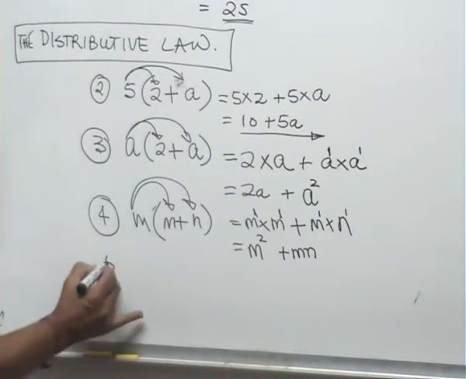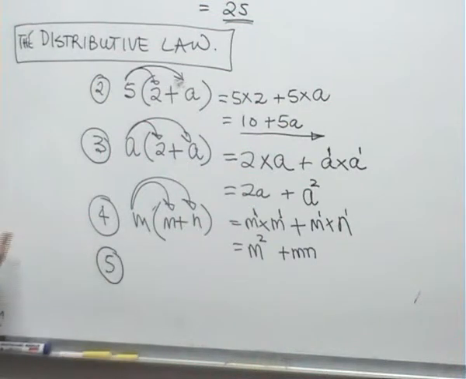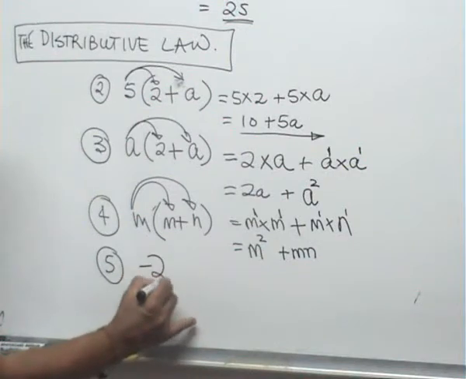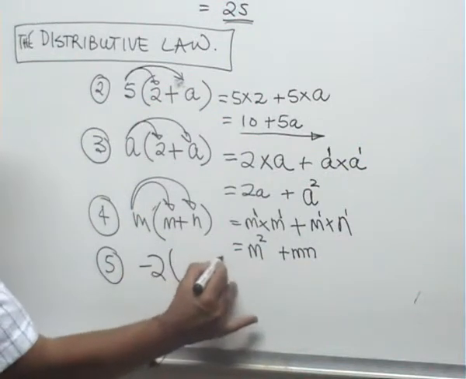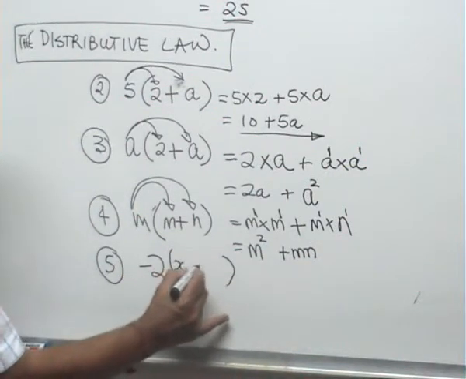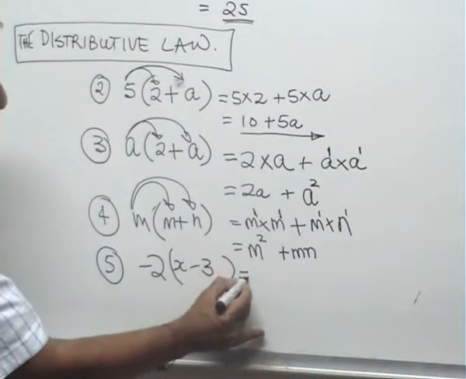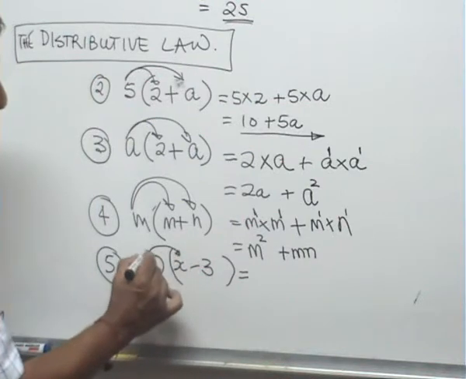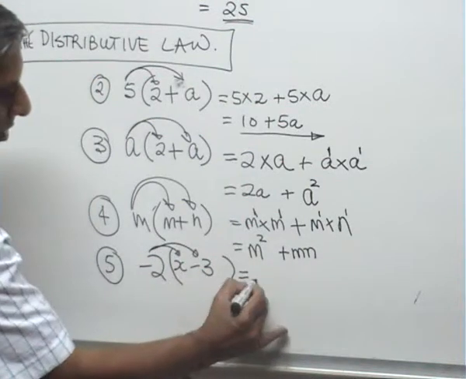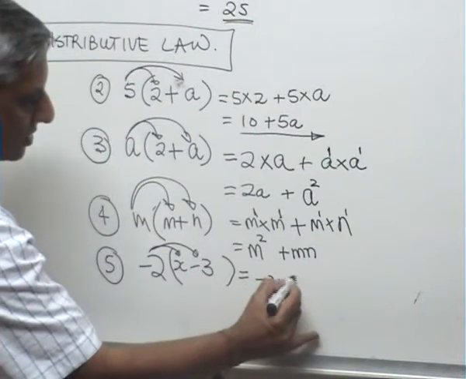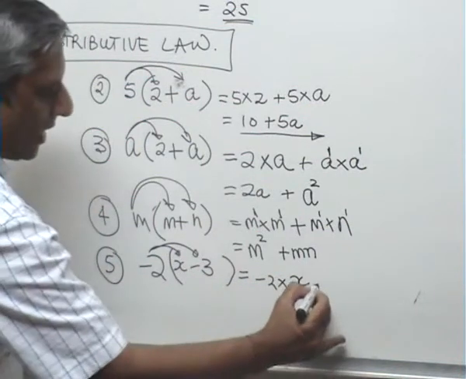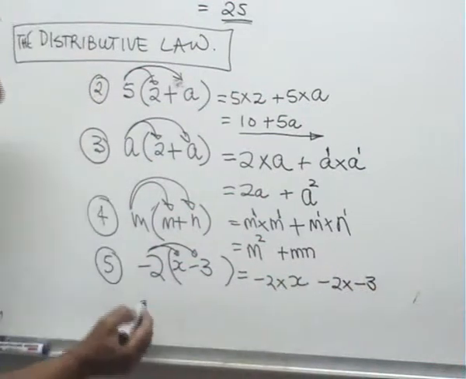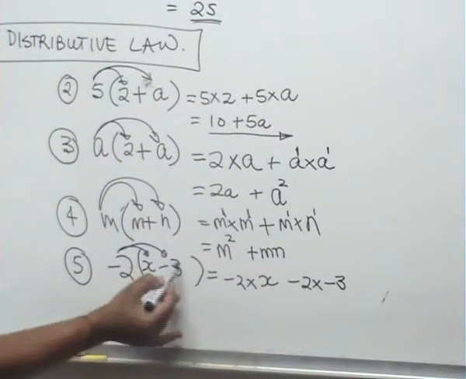Now let's do another example, and we're going to make it a little more challenging, because now we're going to bring integers into it. And that is why we have learnt all these things earlier on. Now minus 2 times x, you see, minus 2 times this, and minus 2 times that. Minus 2 times x, and minus 2 times minus 3.